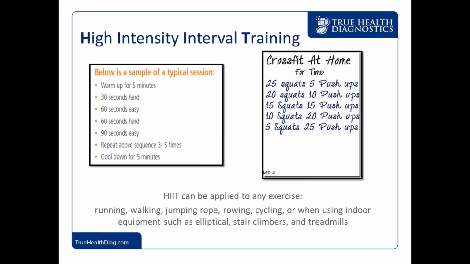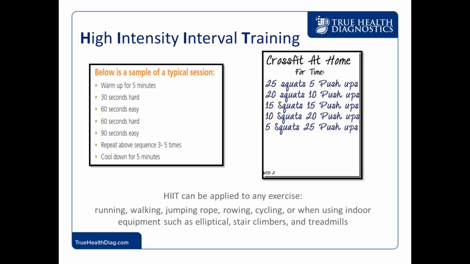If we take an example of running, for the example over here on the left, we would maybe do some walking for 5 minutes, and then 30 seconds of going as fast as we can, and then we slow down to a walking pace for 60 seconds to allow our heart rate to come back down. Then we go 60 seconds hard, 90-second rest with walking, and then we just repeat that sequence 3 to 5 times, and then add that cool down at the bottom.